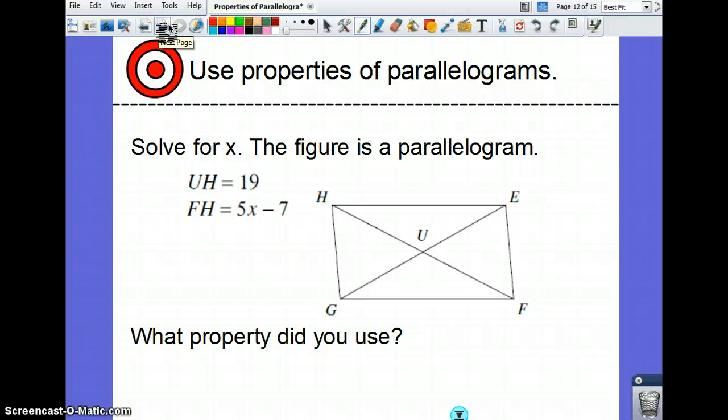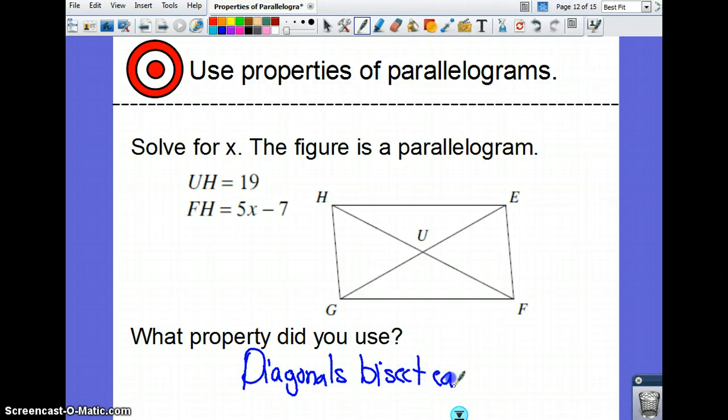All right, last but not least, let's use the fact that the diagonals bisect each other. So if the diagonals bisect each other, that means that when I get up here, it says that UH is 19. And it says that this whole thing, FH, is 5x minus 7. Because the diagonals bisect each other, I know that UF is also 19.